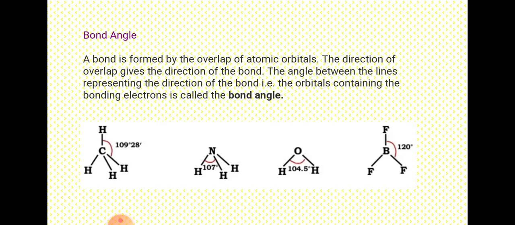In methane, in the carbon hydrogen bonds, the bond angle is 109 degree 28 minutes. I hope you know that 1 degree is equal to 60 minutes, so 28 minutes means less than 1 degree. In ammonia we can find the angle 107 degree. In water the angle is 104.5 degree, and in BF3 molecule, boron trifluoride, the angle is 120 degrees.